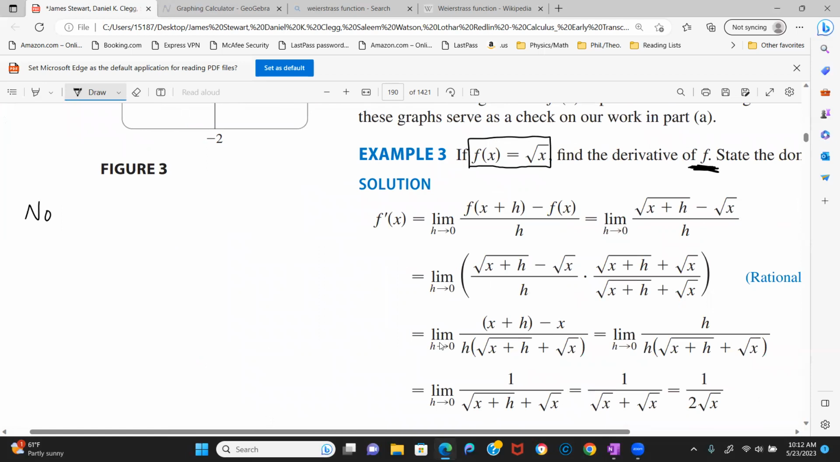So note, the domain of f prime is always going to be a subset. Remember, this notation means subset.